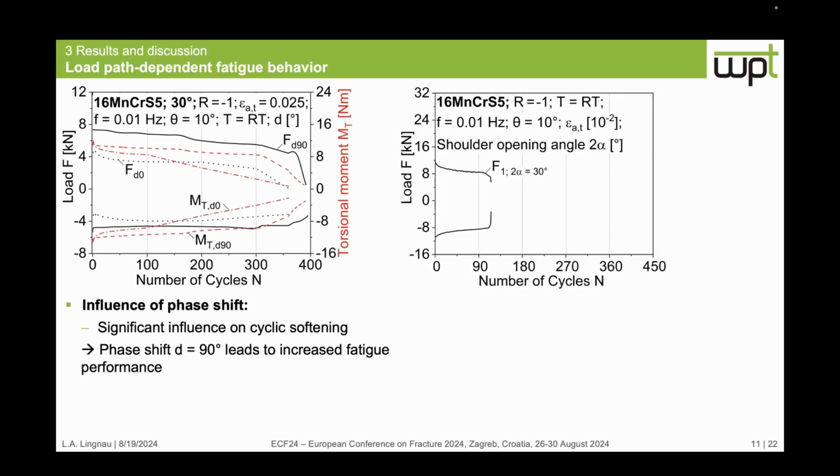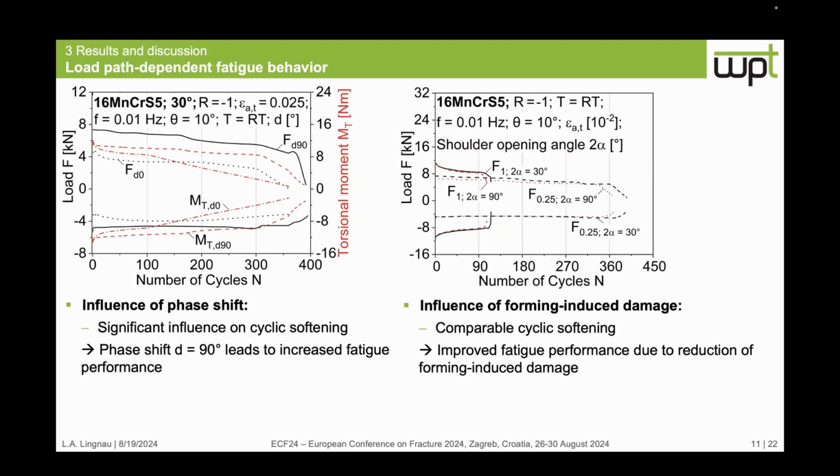By comparing two different damage states with comparable test parameters, in this case, we see a total strain amplitude of 1% for the 30-degree shoulder opening angle with less forming-induced damage, and the 90-degree shoulder opening angle, where we can see a slight difference in the fatigue capability, and the same for 0.25% total strain amplitude.